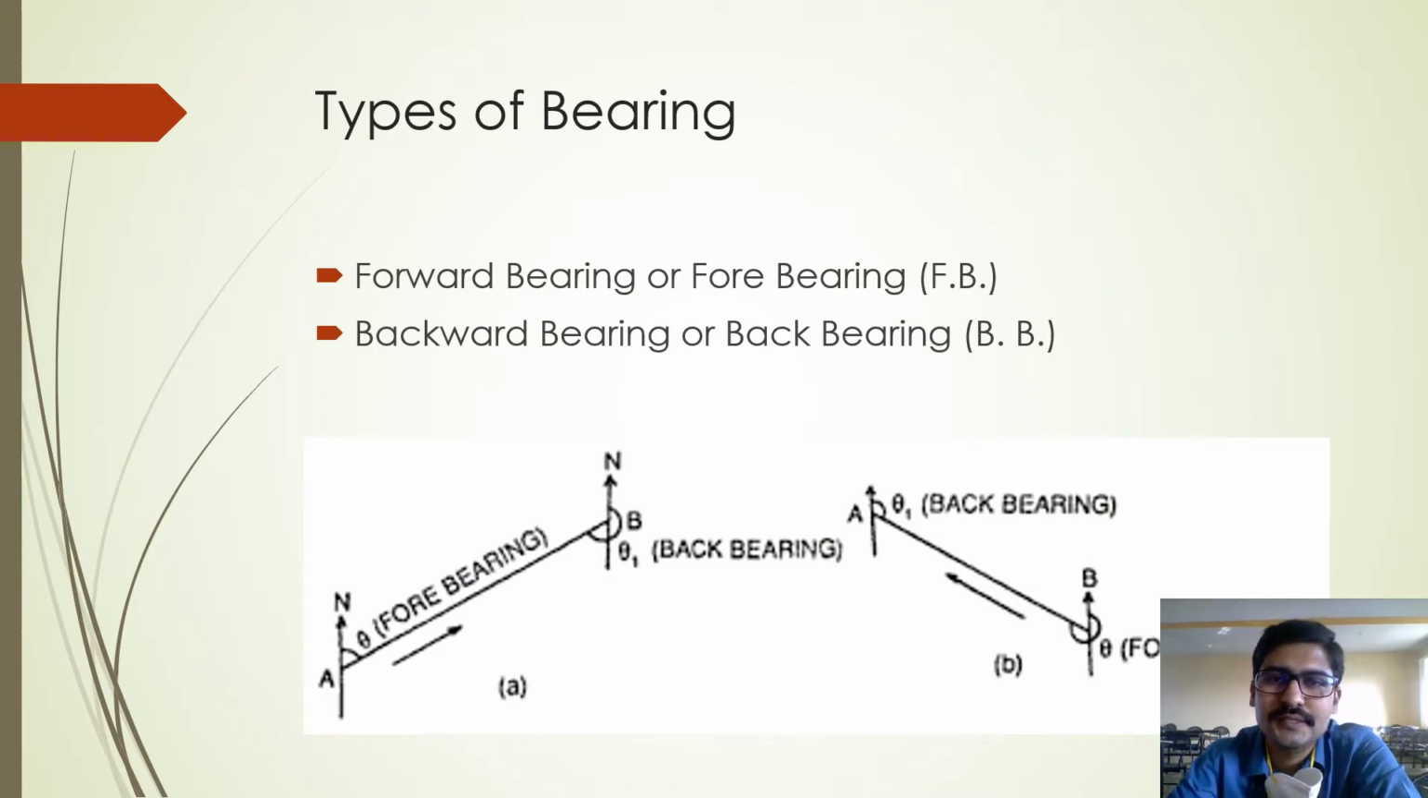So we will see what different types of bearings we have, right? So there are two types of bearing. One is forward bearing and another one is backward bearing. Forward bearing and backward bearing. So these are also called as fore bearing, back bearing, right? So fore bearing of a line, back bearing of a line. So they are abbreviated as FB and BB. So FB for fore bearing, BB for back bearing.